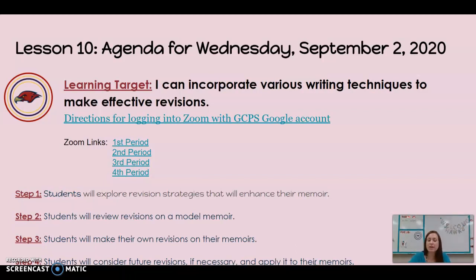So today you are going to be revising your rough draft. Our learning target for today is I can incorporate various writing techniques to make effective revisions. So step 1, students will explore revision strategies that will enhance their memoir. Step 2, students will review revisions on a model memoir. Step 3, students will make their own revisions on their memoirs. And step 4, students will consider future revisions if necessary and apply it to their memoirs.